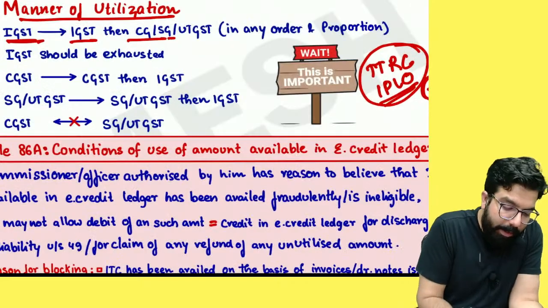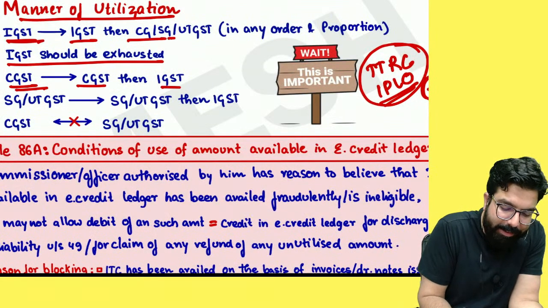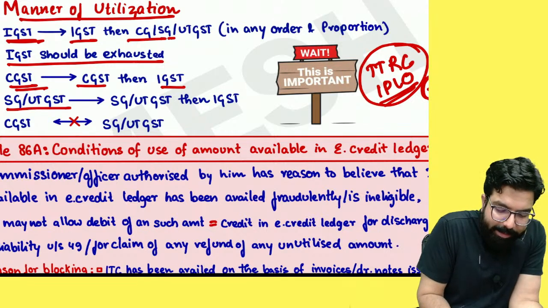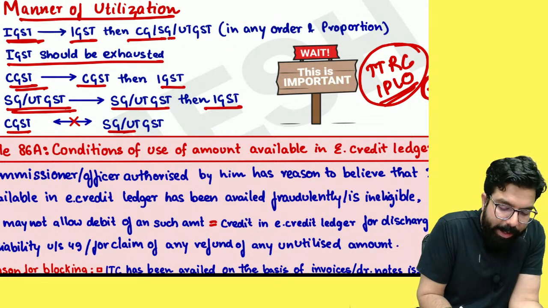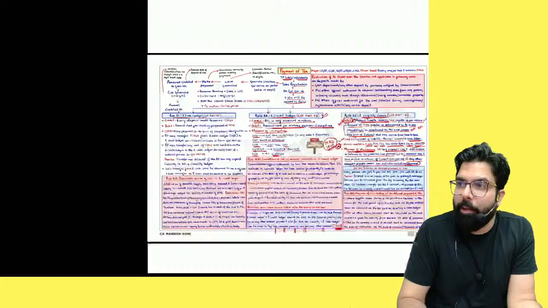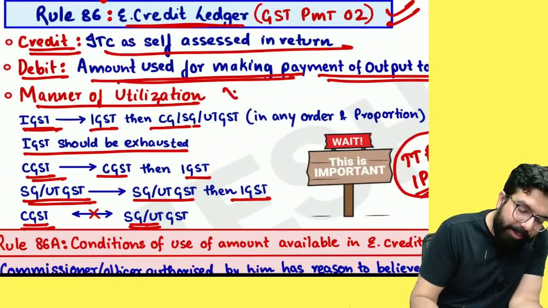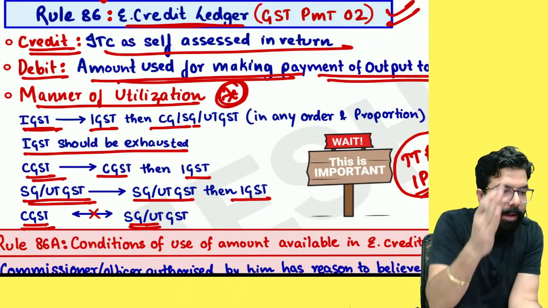Next. IGST should be exhausted, then CGST to CGST, CGST to IGST, SGST to SGST and then SGST to IGST. C to S or S to C is never possible. Is my point clear to all? Can we go ahead? Very important from exam point of view. Remember, you must know how to use your input to pay your output.